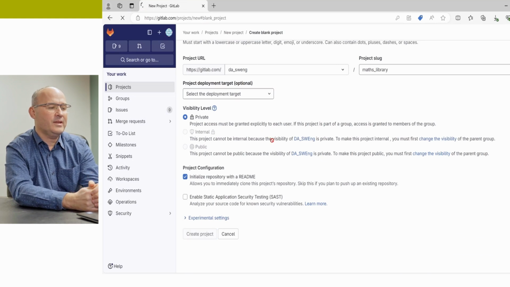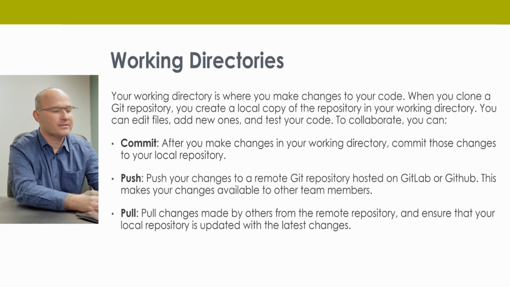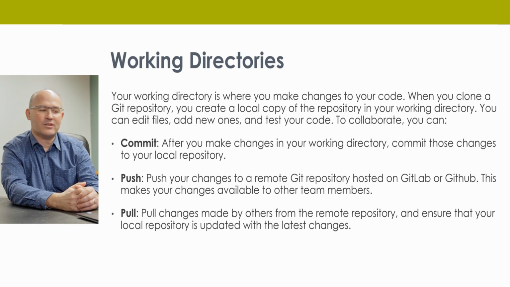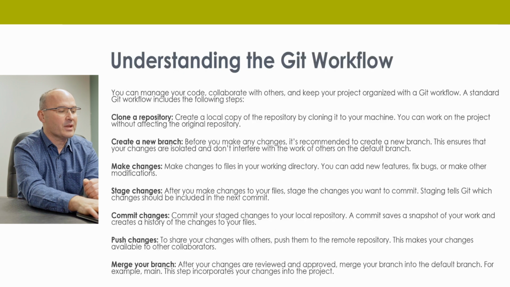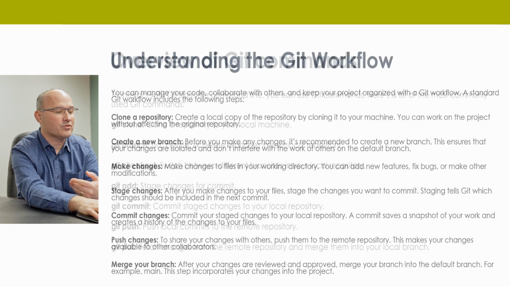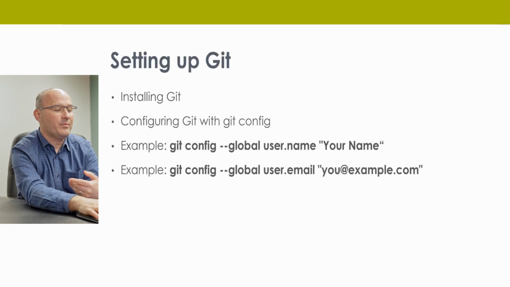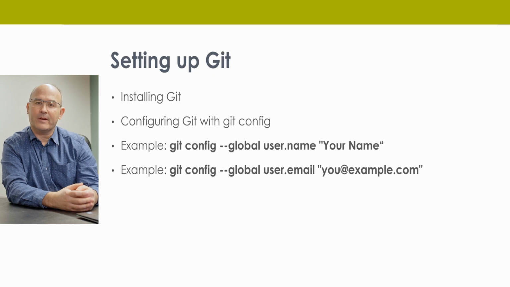So this will do the equivalent of git init. So if I flick to the slides, git init is really the first step. Once we have a working directory, we're going to be committing, pushing, and pulling, and we're going to be cloning a repository, and we will go through each of these commands. But the first step is really git init and git config.